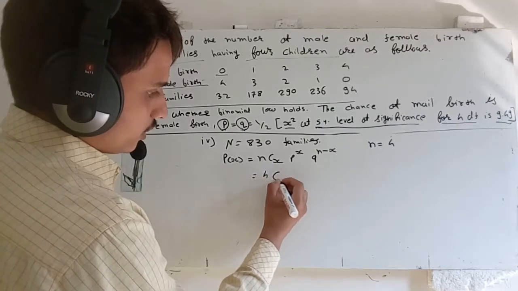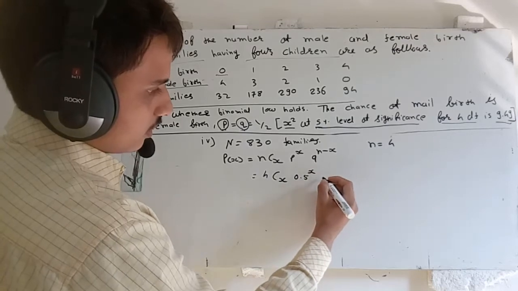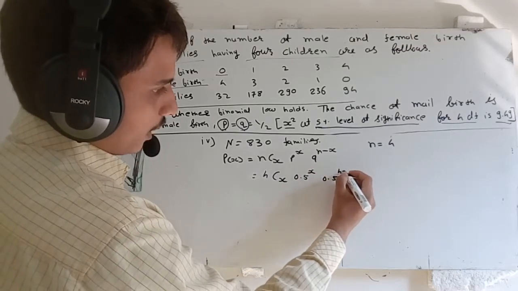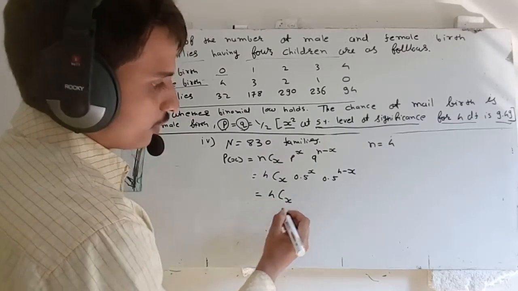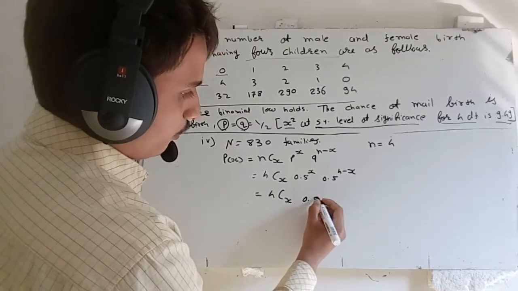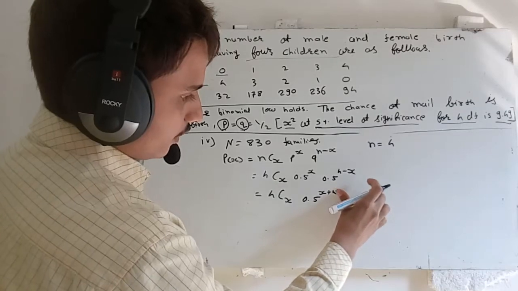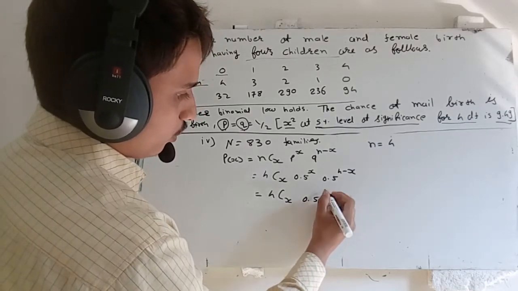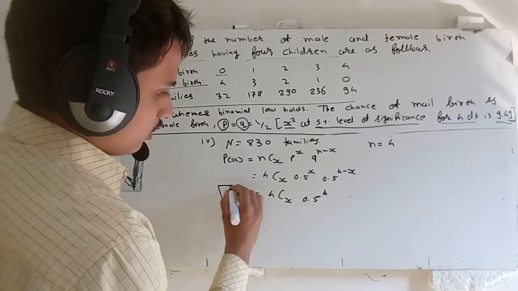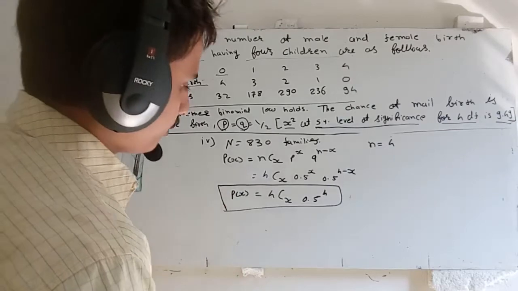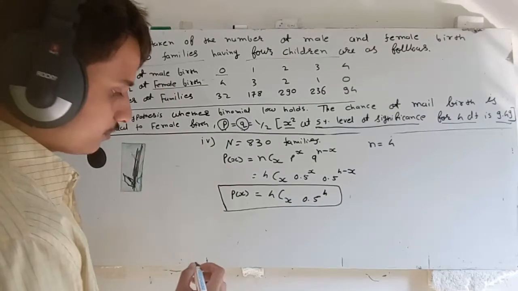So there are total 4 children and P and Q are equal, so 0.5 raised to x and 0.5 raised to 4 minus x, n is equal to 4. Now guys, you can simplify this term and write 0.5 raised to x plus 4 minus x. So x will get cancelled out and you will get only 4C x, 0.5 raised to 4. So this is the equation for P(x), probability of x number of boys or male births.